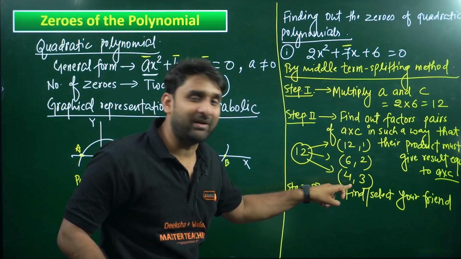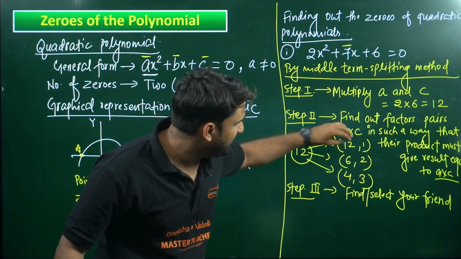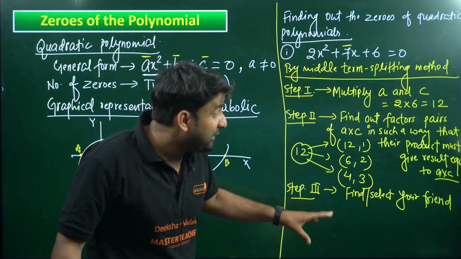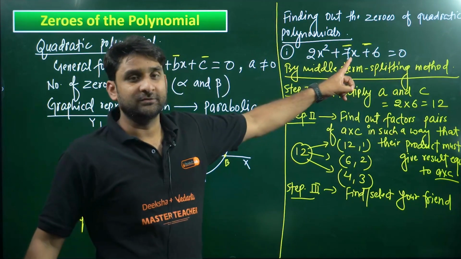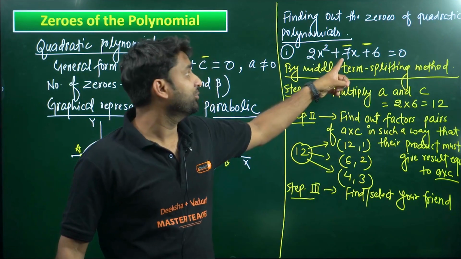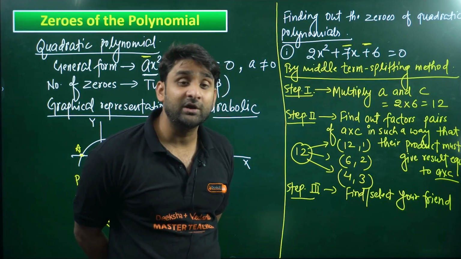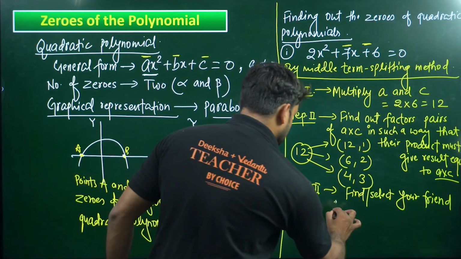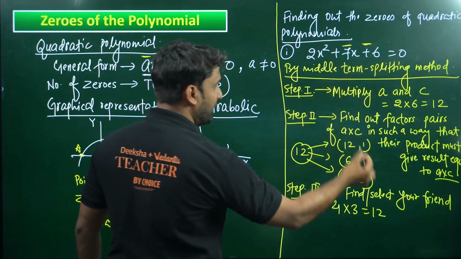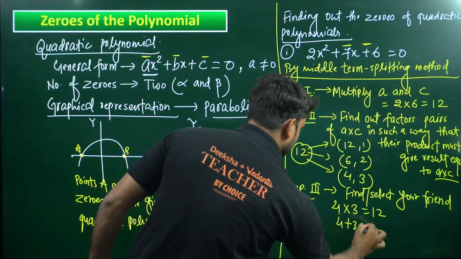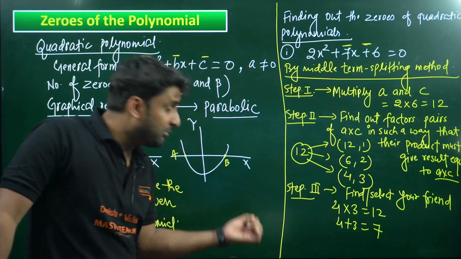In any of these three brackets, is there one whose product is 12? If we pick any bracket here, the product is obviously 12. But we have to select the friend, and the sign decides. The sign is plus, so their addition should be equal to 7. Which bracket fulfills our requirement? 4 and 3. 4 cross 3 will give you 12, and 4 plus 3 will give you 7, which is the middle term. So 4 comma 3 is your friend.